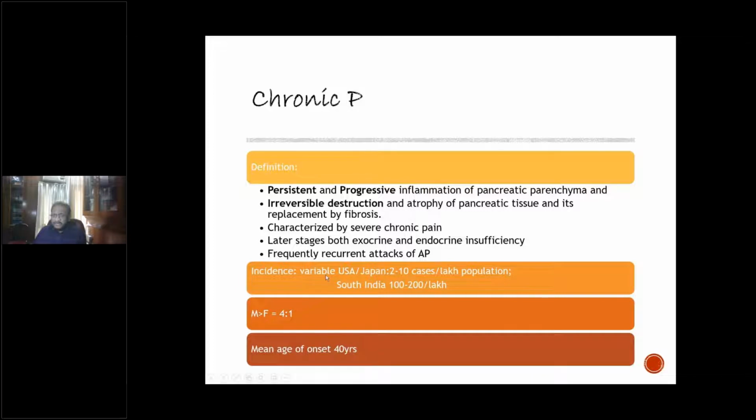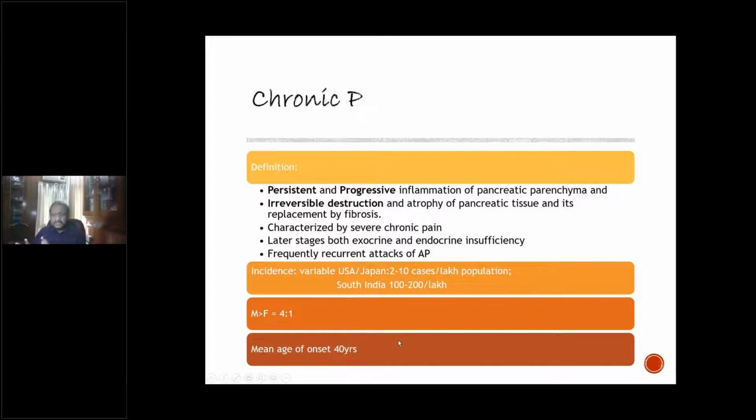Incidence is very, very variable. We don't have figures for the general Indian population, but for South India, we have 100 to 200 per lakh population, which is 10 to 20 times more as compared to the USA and Japan figures, which have 2 to 10 cases per lakh population. And just to give you a proper perspective, chronic pancreatitis is a disease of southern India. It is very common in Kerala. The highest incidence anywhere in the world is found in Kerala. Males outnumber females 4:1, and the mean age of onset is about 40 years, right?